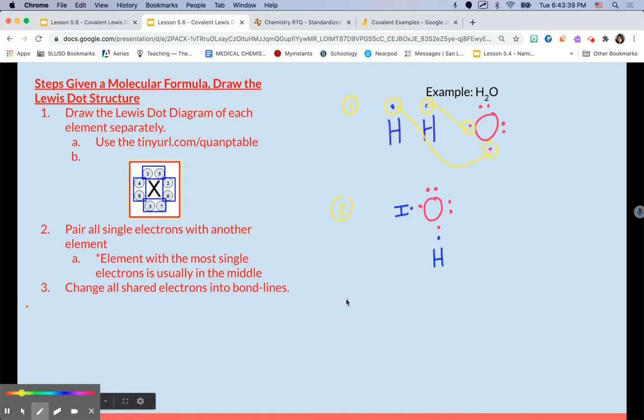And step number 3 is going to form a line for every electron that's shared, right? So therefore, my final answer, if I just clean things up a bit and make things a little neat, it's going to be O, 2 dots on top, 2 dots on the right, H, H.